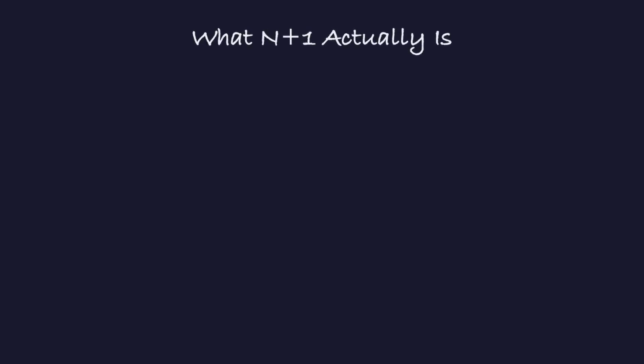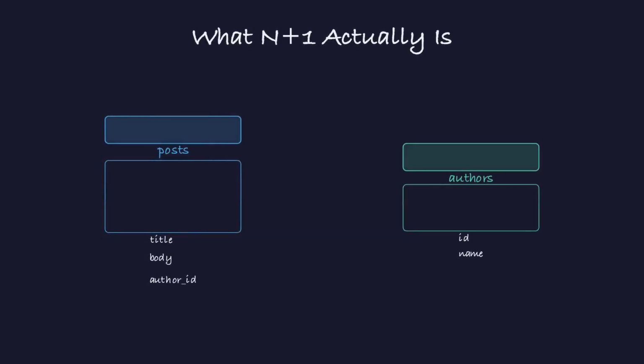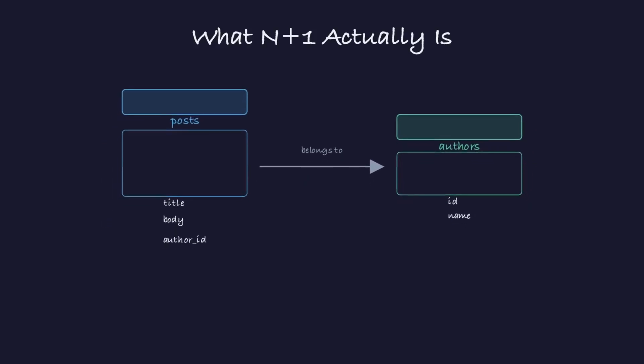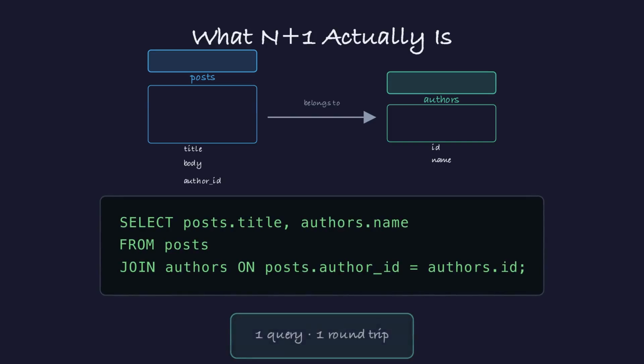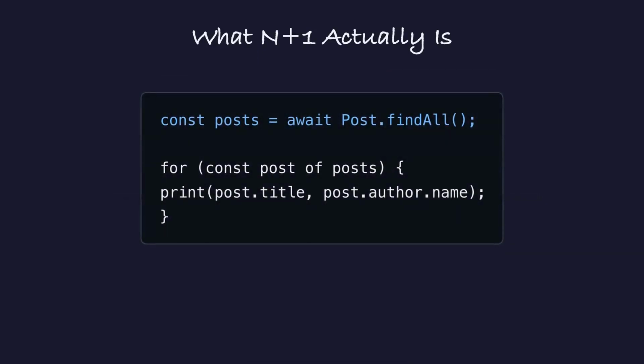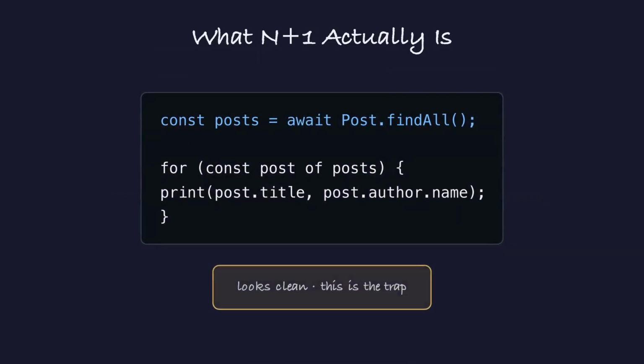Let's use the simplest example. A blog. Posts have authors. You want a list of posts, each showing its author's name. In SQL, the correct way is one query with a join. One query, one round trip to the database. Done. But you're not writing raw SQL, you're using an ORM, so you write something like this. Fetch the posts, then loop and read each post's author. Clean, readable, and completely reasonable looking.